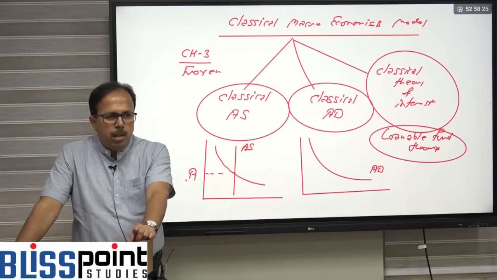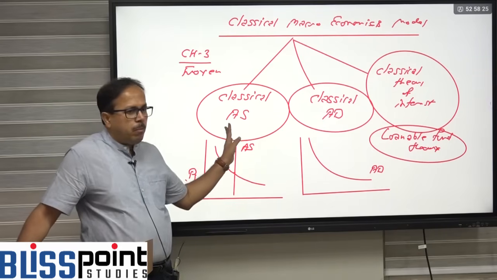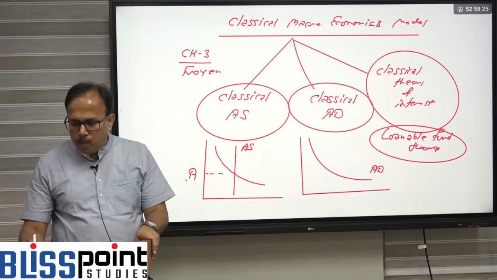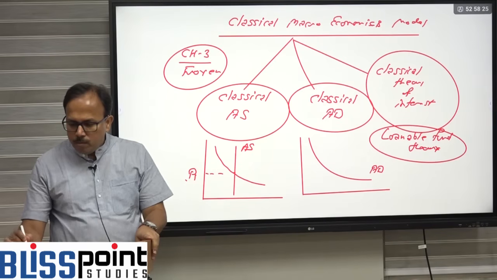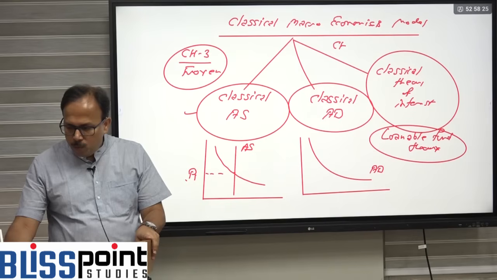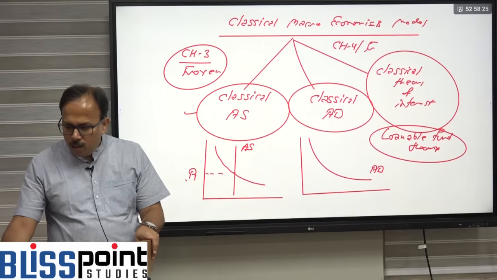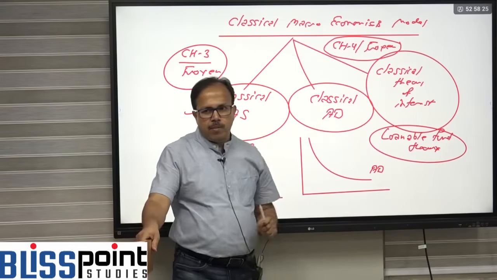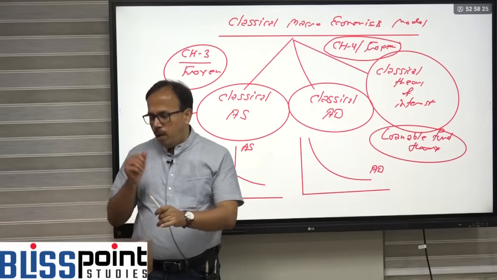Price, employment, output, rate of interest, these are major macroeconomic variables. So how they play their role in determining the output and price, the model will explain this. For that purpose we are taking 2 chapters, chapter number 3 for classical AS and chapter number 4 again from Froyen. Chapter number 4 will explain the remaining part, meaning classical AD as well as classical theory of rate of interest. So 2 chapters from Froyen.